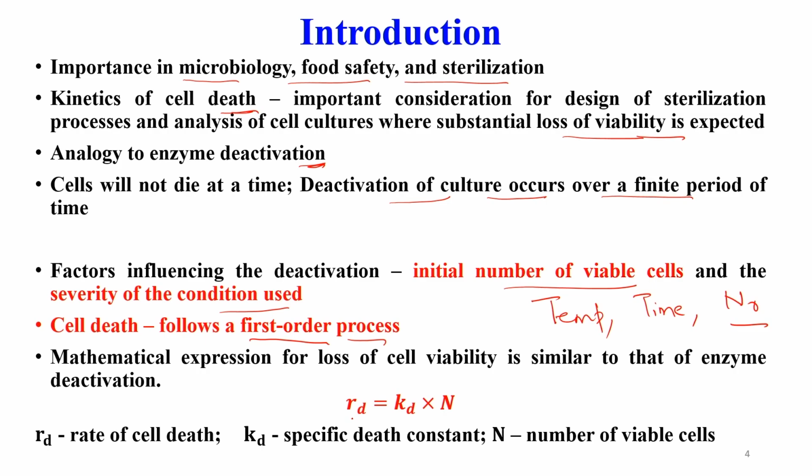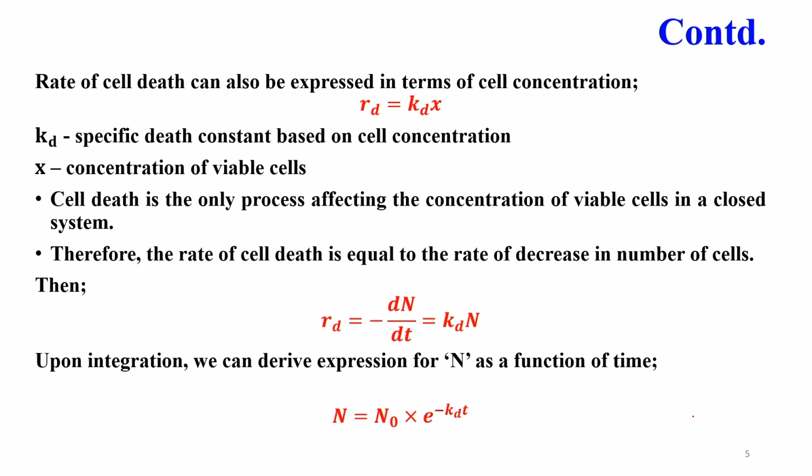If you express it mathematically for first order kinetics, then the death rate Rd will be proportional to N, and the proportionality constant is Kd, the specific death constant, into N. And this N is the number that can also be expressed in terms of cell concentration. N can be replaced with X if you want to write in terms of concentration.